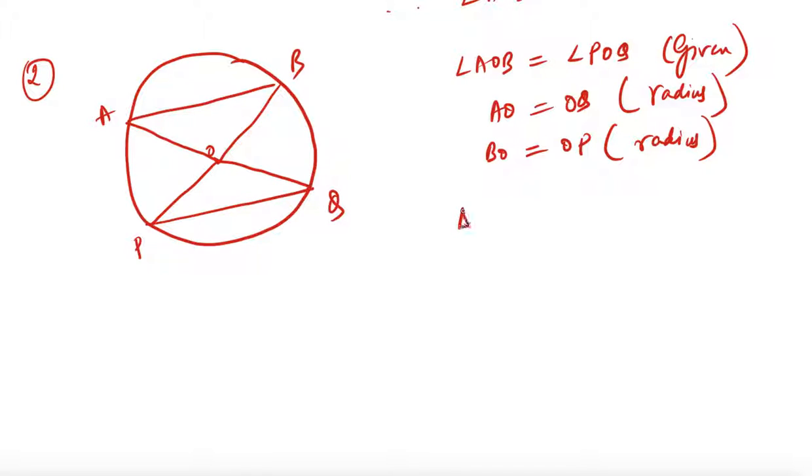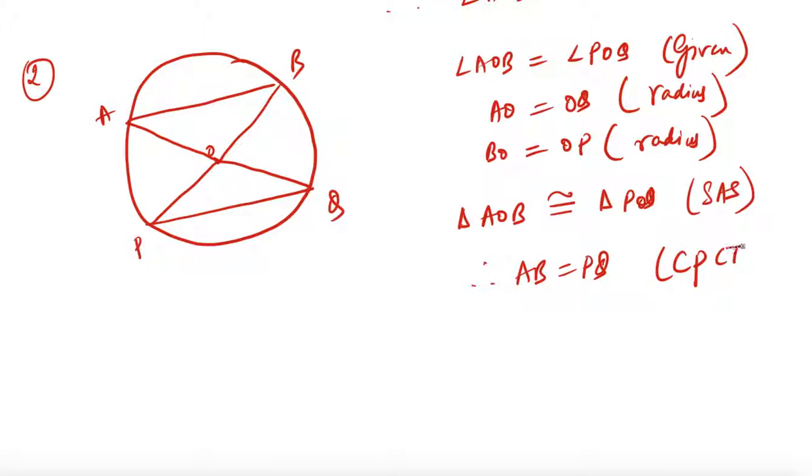So can I say that triangle AOB is again congruent to triangle POQ? But in this case the congruency criteria will change. Both triangles are congruent because of SAS congruence criteria. Now since they are congruent, therefore AB is equal to PQ, corresponding parts of congruent triangles. Hence this is the proof of the converse of the first theorem, that if this angle is equal to this angle, then the lengths of the chords will be equal. So I hope both the theorems are pretty clear, and this will help in solving questions related to chords of circles.